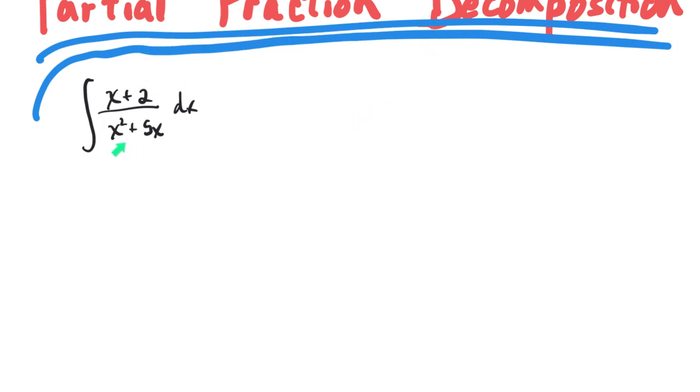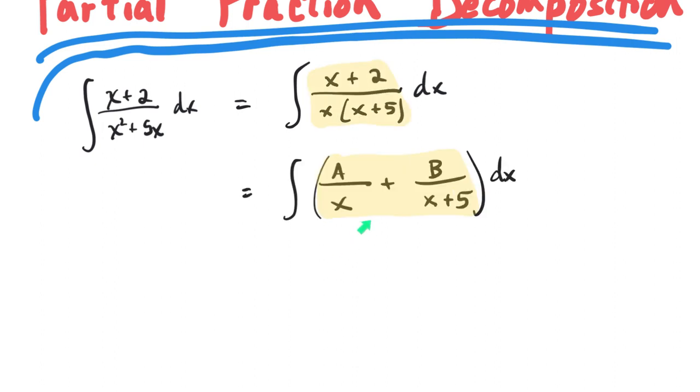First, let's factor the denominator. And now that the denominator is factored, we are going to try to change this fraction into a sum or difference of smaller fractions. We're going to do the decomposition. How are we going to do that? Let's rewrite this as a sum of two fractions like this. All right, now we just need to find out what A and B are.